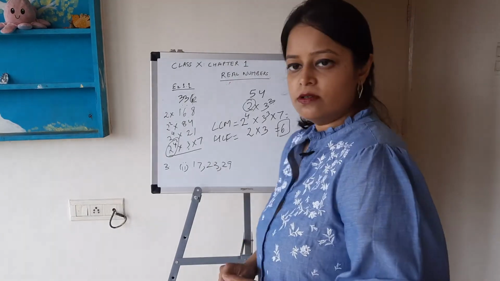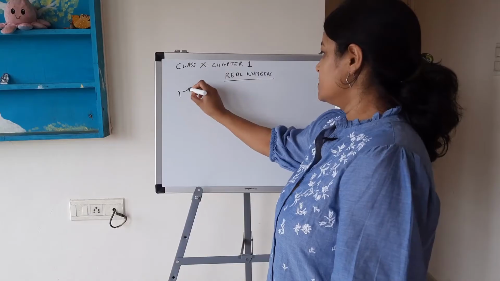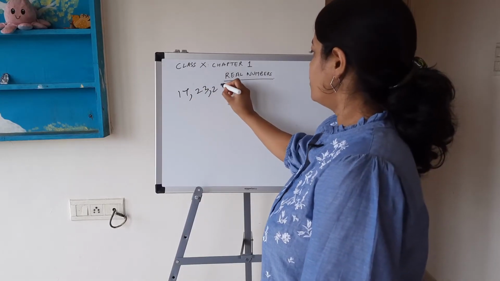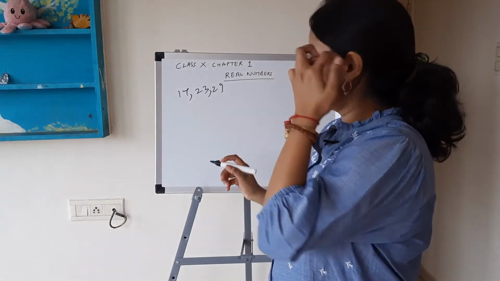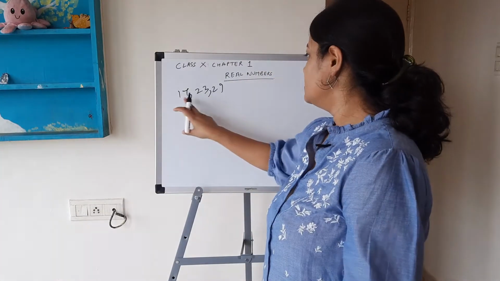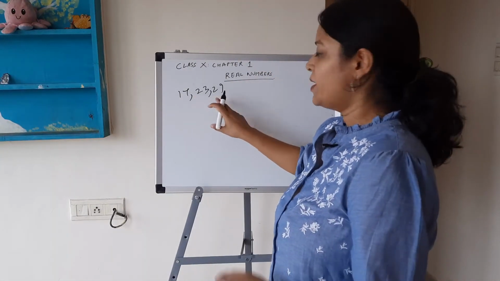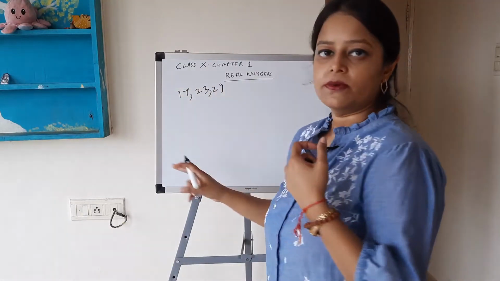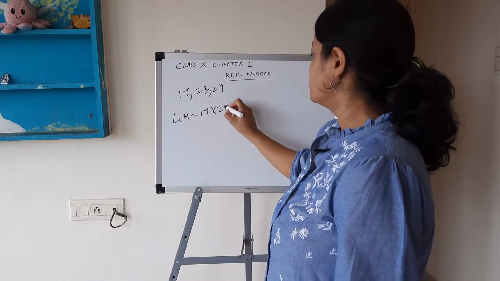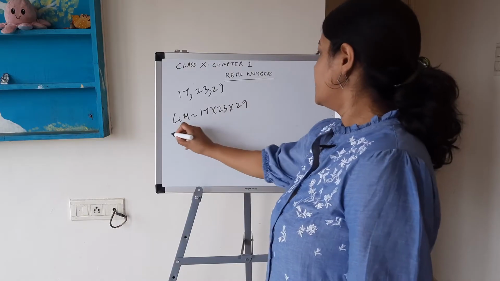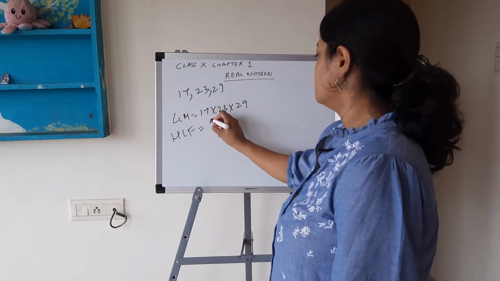We'll go to this question. Already in this question where we are asking for the LCM and HCF, these are already primes. These three are all prime numbers. So LCM obviously will be the product of these, and HCF would be 1.